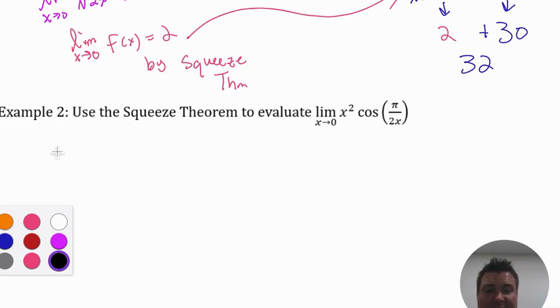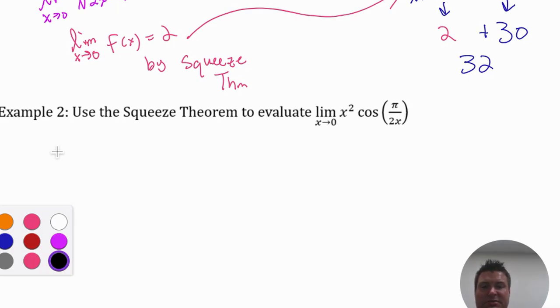So use the Squeeze Theorem to evaluate this limit as x approaches 0 of x squared times cosine of pi over 2x. So we need to use the Squeeze Theorem here. We don't want to do a direct plug-in. If we were to do a direct plug-in, we would get 0 times a DNE. 0 times DNE does not always produce 0. It does not always produce DNE. Sometimes it comes out to be a number. So just be careful of just directly plugging in 0 when you have a does not exist.